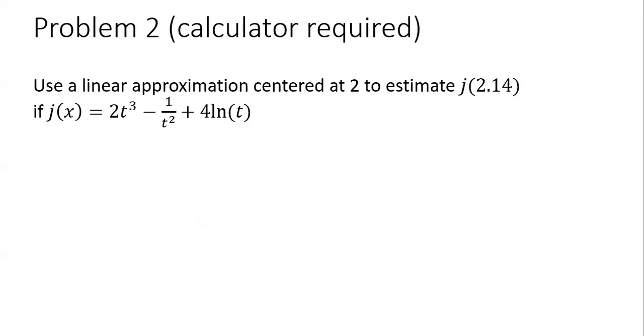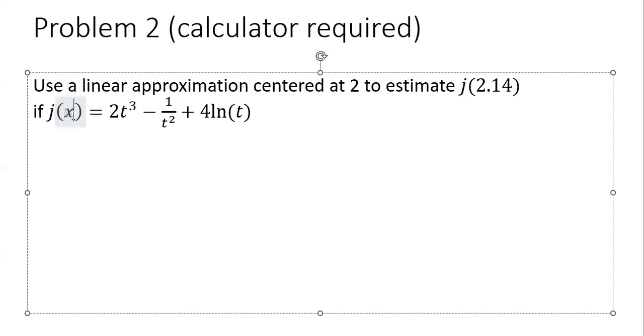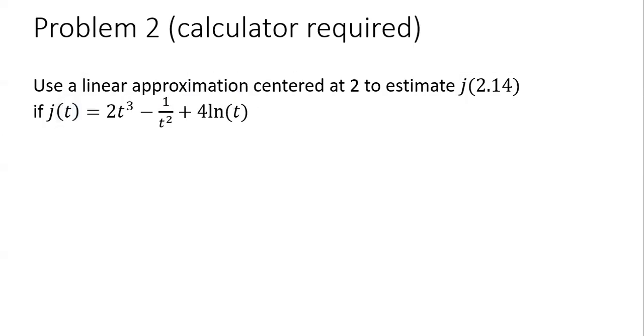Number two, use a linear approximation centered at 2 to estimate j of 2.14 if j of t is this function here. We need a calculator for this one, so go ahead and try this first on your own. So we're going to want the equation of the tangent line at, this should be a t, not x. I don't know why I didn't catch that. At t is equal to 2.